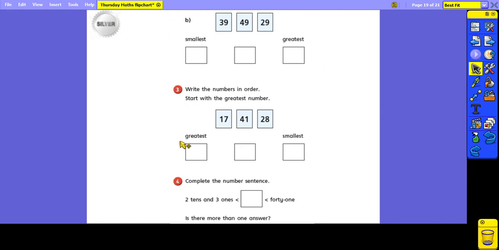For question 3, you're ordering the numbers but from greatest to smallest this time. And for question 4, you have got a number sentence to complete. And it says 2 tens and 3 ones are less than something which is less than 41. You need to think about, is there more than one answer that could fit in this box?